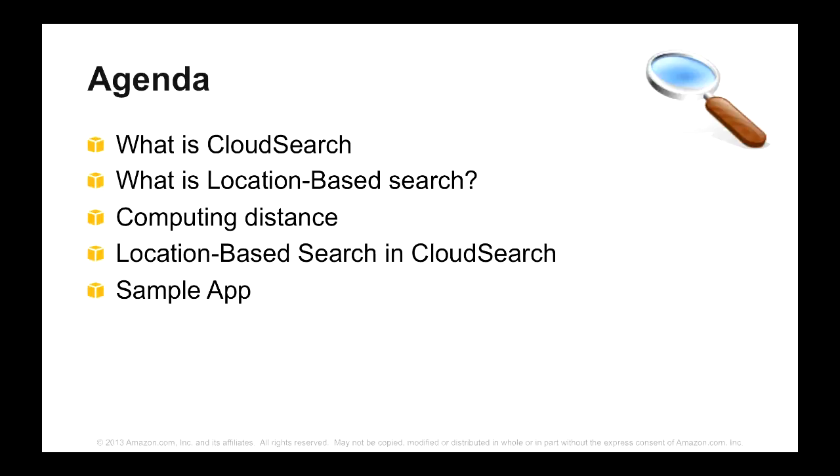So our agenda for today, we got a couple of sections. We're going to talk about, really briefly, what is CloudSearch. This is more of an advanced webinar, so I'm assuming most of you are familiar with it, but we'll give a quick review in case there are a couple of people that haven't seen it. We're going to talk about what location-based search is, and since that's based on distance, we're going to talk about computing distance. And then we'll talk about how you can implement that in CloudSearch, and then we'll take a look at a sample app that does location-based search.